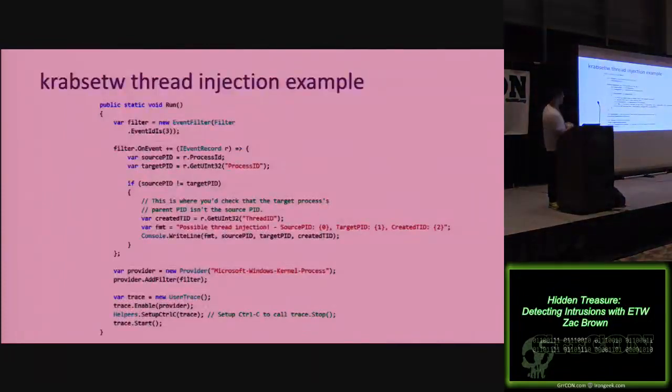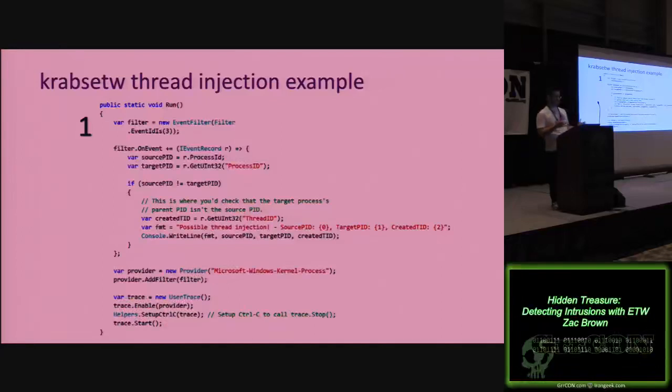Finally, we're going to talk about thread injection a little bit. Thread injection happens legitimately on Windows, but there are ways to look for illegitimate uses of it. It's a heuristic detection. We'll talk about detection types a little bit later and go into detail on that point.